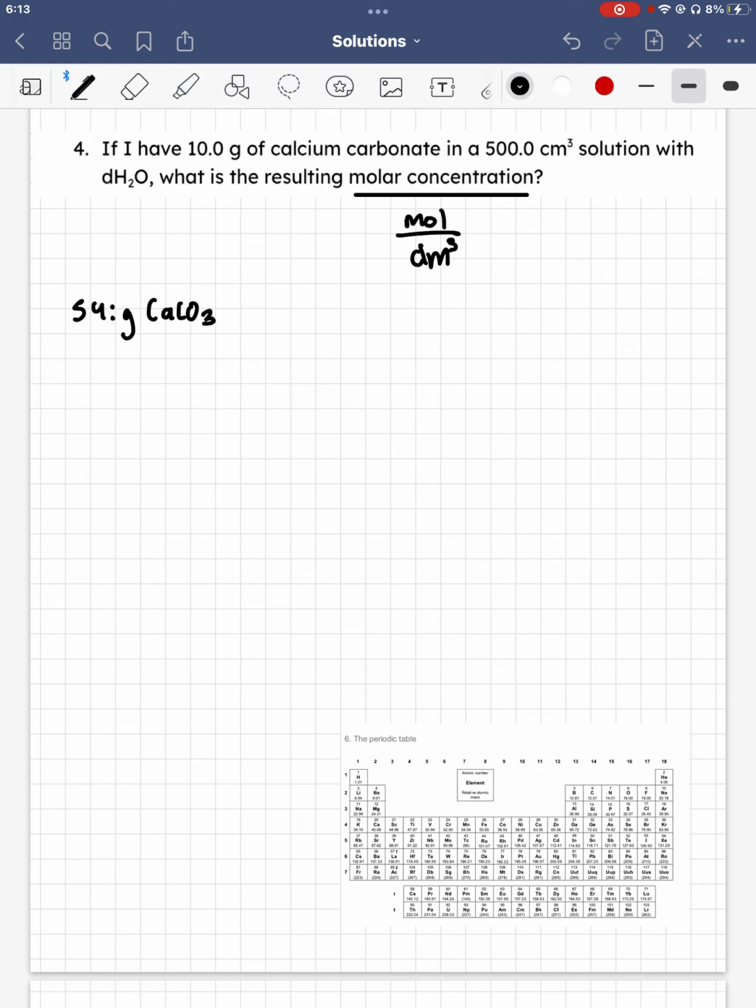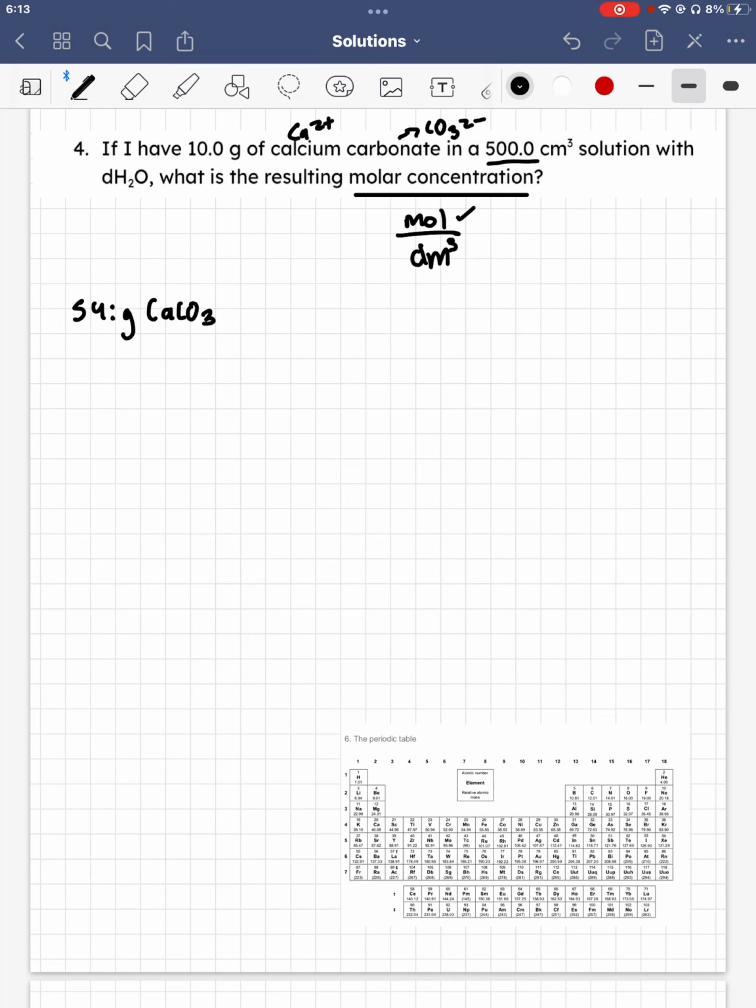And of course, I remember my common polyatomic ions. The carbonate is CO3 2 minus. And so the calcium carbonate compound, calcium forms a Ca2 plus ion, would be CaCO3. And I'm going to need to convert grams into moles.